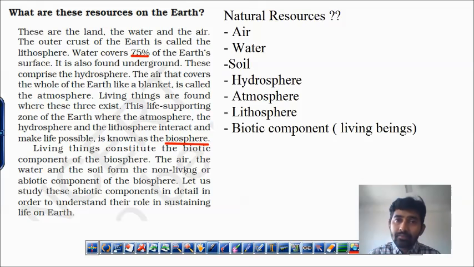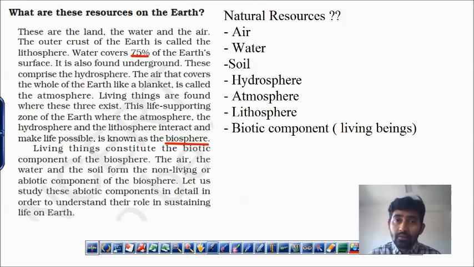What is air? We know air by the name of atmosphere. What is soil? We know soil by the name of lithosphere, and water is hydrosphere. So air, water, soil, which is hydrosphere, atmosphere and lithosphere, are natural resources. Even coal and petroleum are natural resources, which will come in a later section.